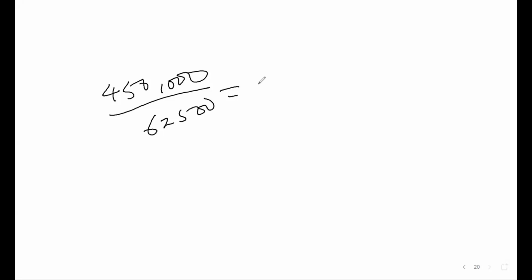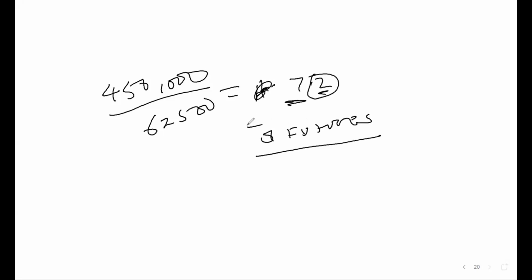What are you getting when you divide these two? Hope it's not a round figure. 7.2. So what does it mean? For you to be fully hedged, you'll have to get 8 futures. You cannot get 7 because you'll be less by 0.2, and you cannot get a 0.2 of a future. So you have to buy 8 futures.